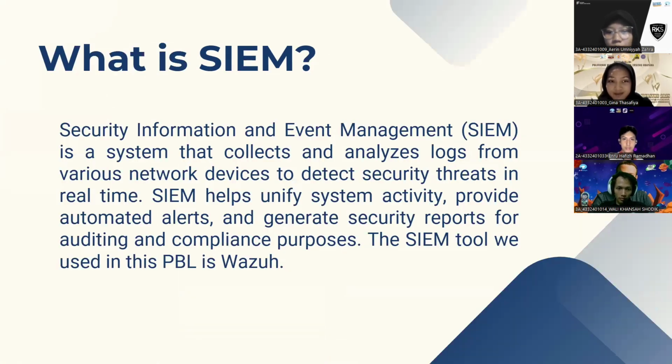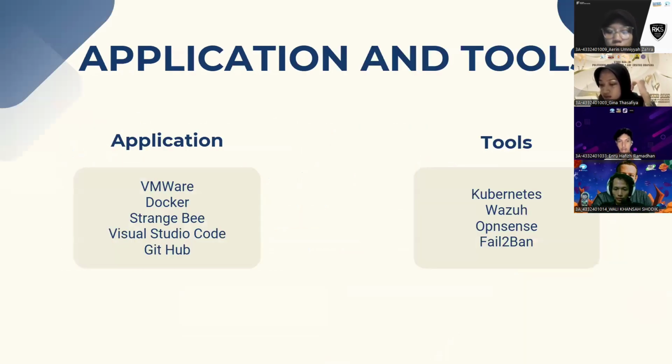Before we move into the development process, let's first talk briefly about what SIEM is. Security Information and Event Management, or SIEM, is a system that collects and analyzes logs from various network devices to detect security threats in real time. SIEM helps unify system activities, provide automated alerts, and generate security reports for auditing and compliance purposes. Next, the explanation will be continued by Gina.